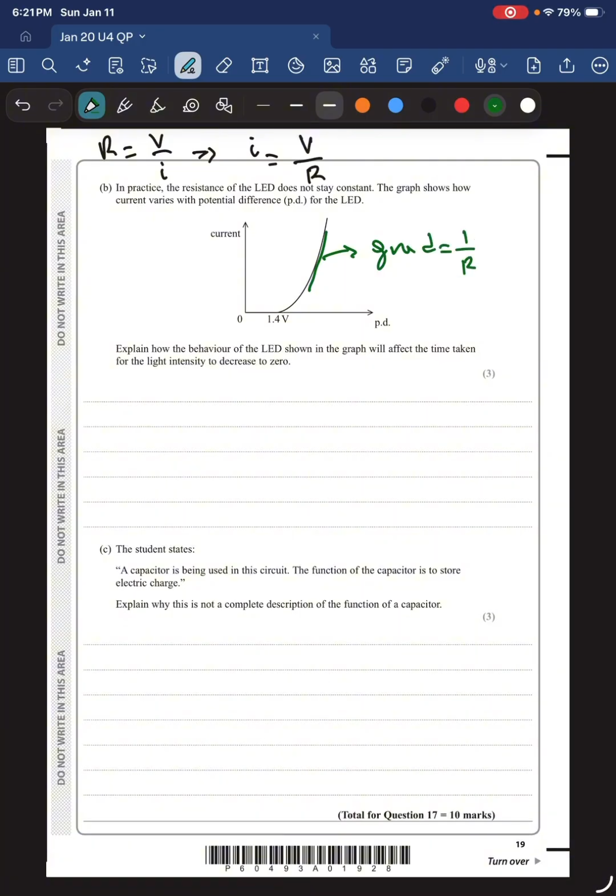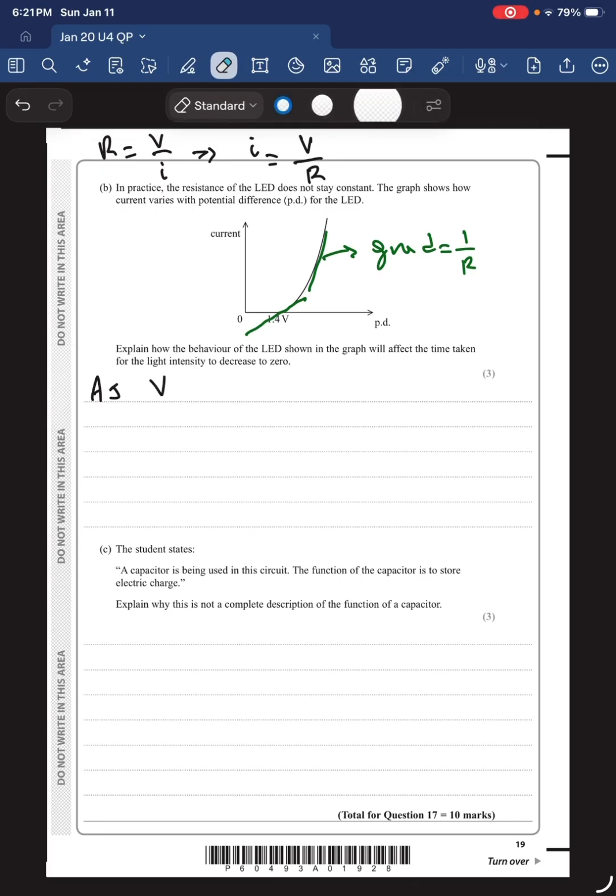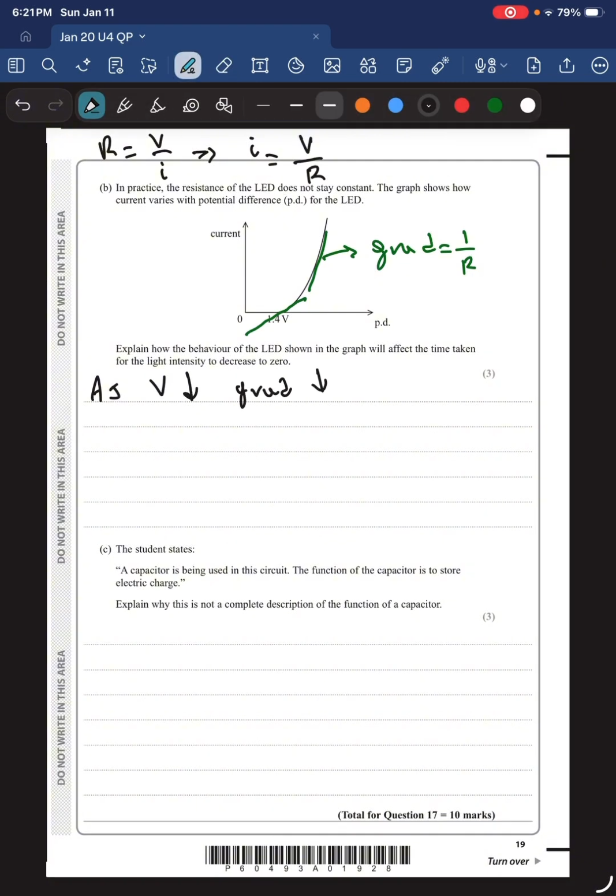And you see that as we approach 1.4 volts, the gradient decreases, therefore the resistance increases. Okay, hope this makes sense. So as voltage decreases, not increases, I'm sorry, as voltage decreases, the gradient also decreases. Therefore, the resistance increases. Okay, so if R increases, then the time constant, which is equal to RC, also increases.